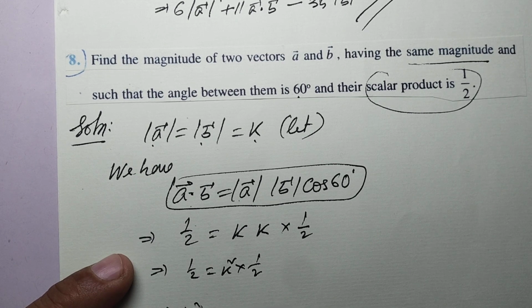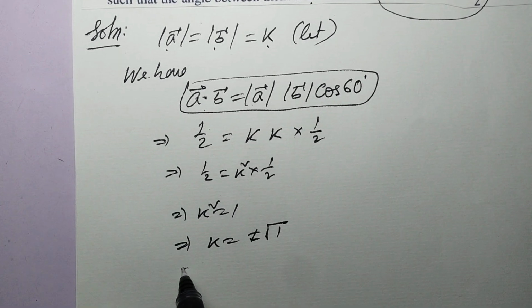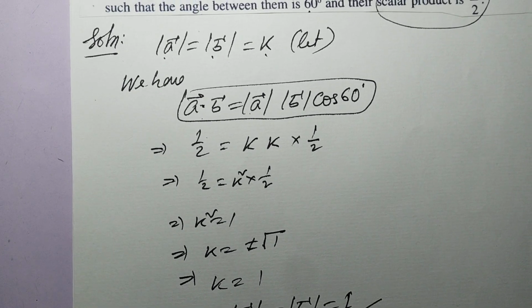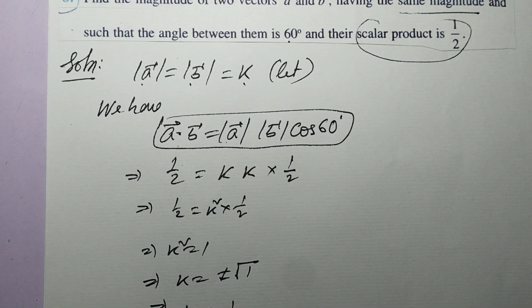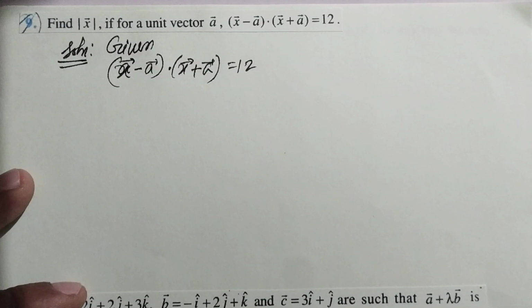We are getting k square is equal to 1, implies k is equal to plus minus root over 1 actually, but magnitude cannot be negative. So k will have the value only 1. Therefore magnitude a is the same as magnitude b is equal to 1. The question is to find the magnitude of the two vectors, and hence the magnitude finally we got equal to 1.